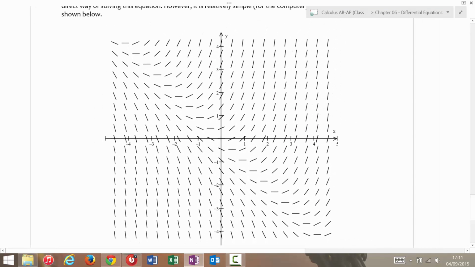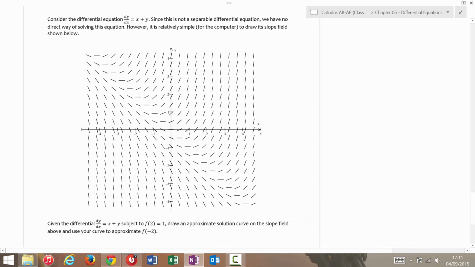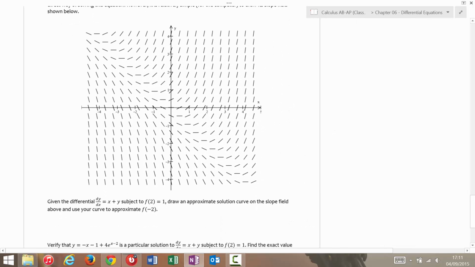Okay, and it says, given this differential equation subject to f of 2 equals 1, that means that (2, 1) is an ordered pair. So I'm going to go right here, draw an approximate solution curve, and use your curve to approximate f of negative 2. So do your best. Don't look at me doing this. Try it on your own. Just move your way up.